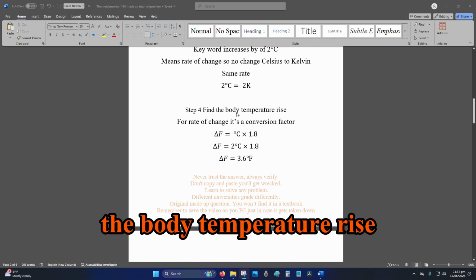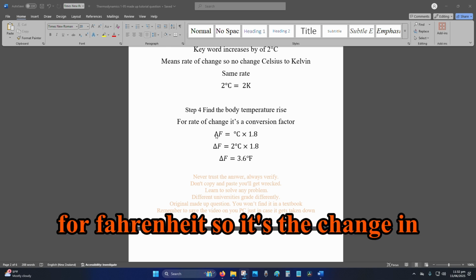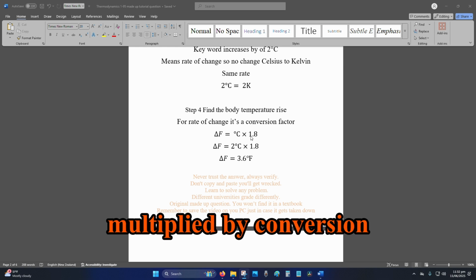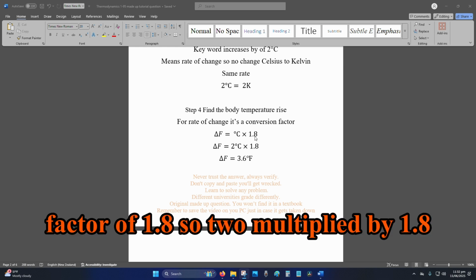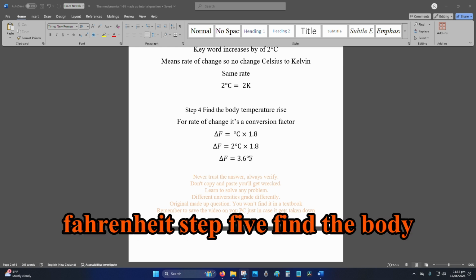Step 4, find the body temperature rise for Fahrenheit. So it's the change in Fahrenheit. So it is degrees Celsius multiplied by a conversion factor of 1.8. So 2 multiplied by 1.8 gives you 3.6 degrees Fahrenheit.